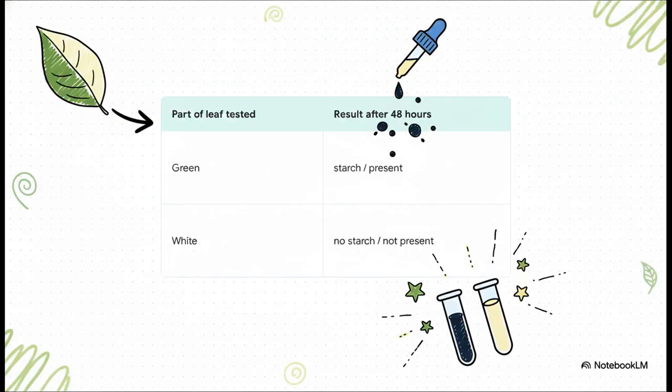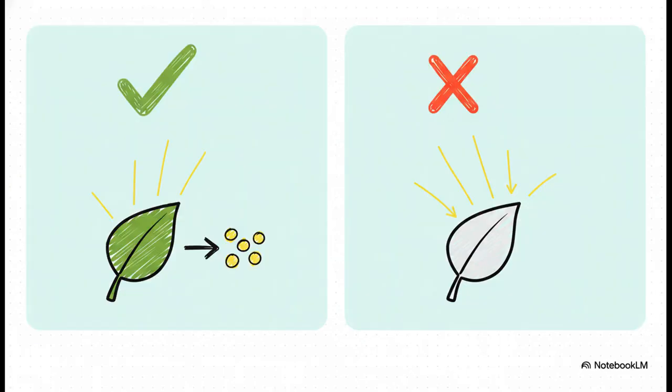So the first question is just to fill in this table. Super simple. It's a real test of the core concept. The mark scheme is dead simple. For the 1 mark, you just need to say the green part will have starch and the white part won't. Easy peasy.